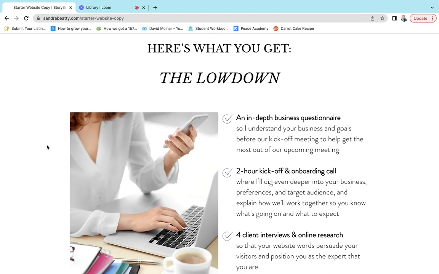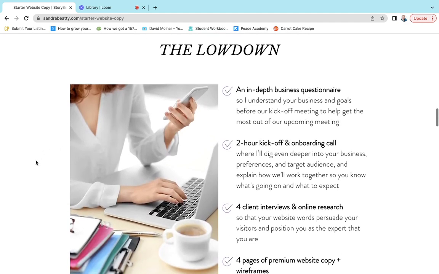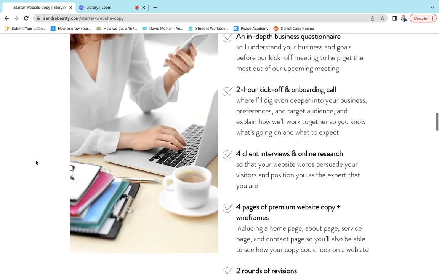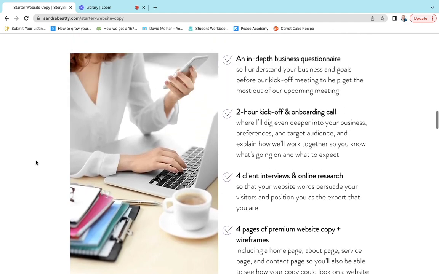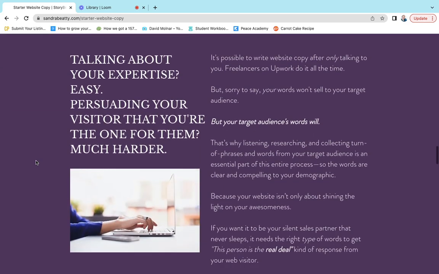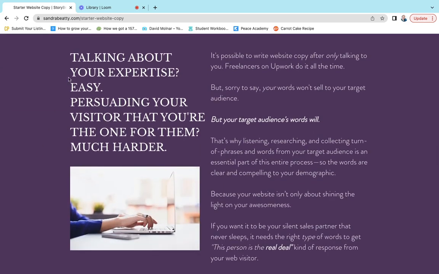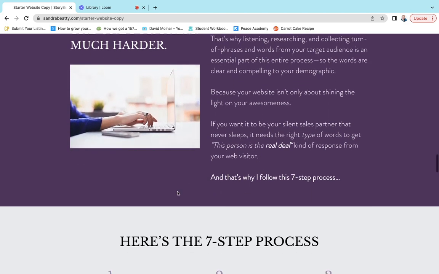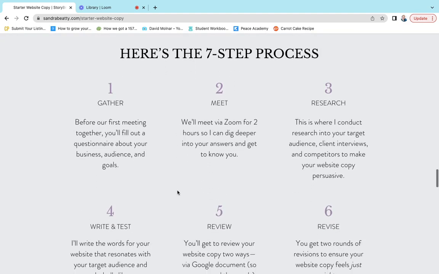And then here's where it continues to do the selling. The top part of it is the emotional, the relation part, and I'm getting into the specifics of what it actually includes. So they get all the details and some bonuses. And then I want to set up here that talking about their expertise is easy, but persuading visitors that they're the one for them is harder. And then what it requires, the work on my part to have that goal reached, by leading into the 7-step process that I use.